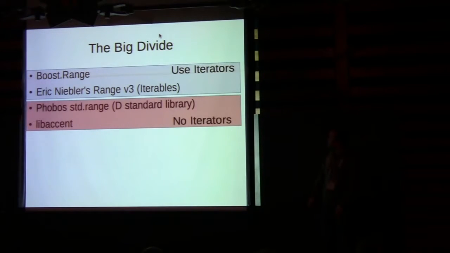So there's the big divide here between those libraries, right? Boost Range and Eric's Range, they use iterators still. They provide iterators. In Eric's case, they don't provide completely classical iterators. Whereas std.range and libaccent, they don't have iterators. There, the range is the primitive. In the above two, a range provides iterators that you then use to actually access the elements. In the lower two, the range itself provides the elements. Any questions? Good. Boost Range.